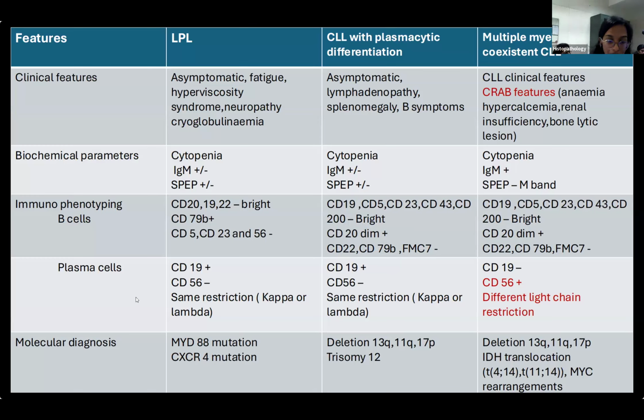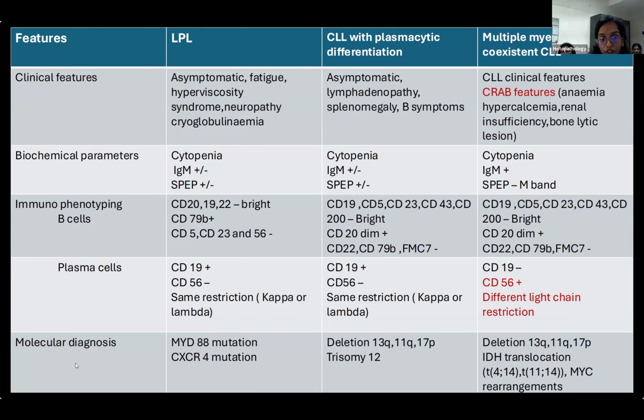Plasma cells in the lymphoplasmacytic lymphoma will show CD19 positivity, but CD56 will be negative, and it will show the same restriction as that of the B cells, either kappa or lambda. It goes the same with the CLL with plasmacytic differentiation. But in case of multiple myeloma with coexistent CLL, there will be CD19 negativity, CD56 will be positive, and there will be different light chain restriction from that of B cell restriction, as seen in our case.